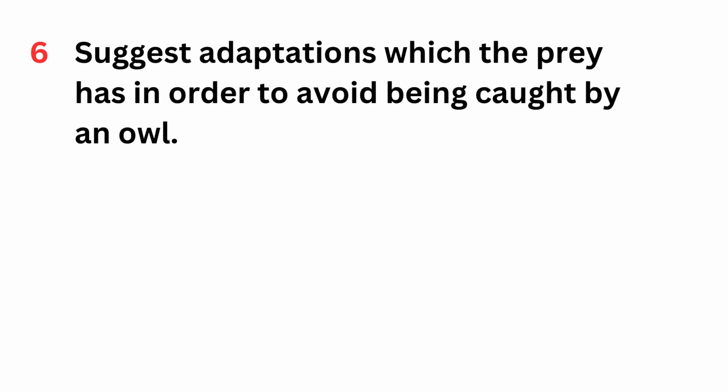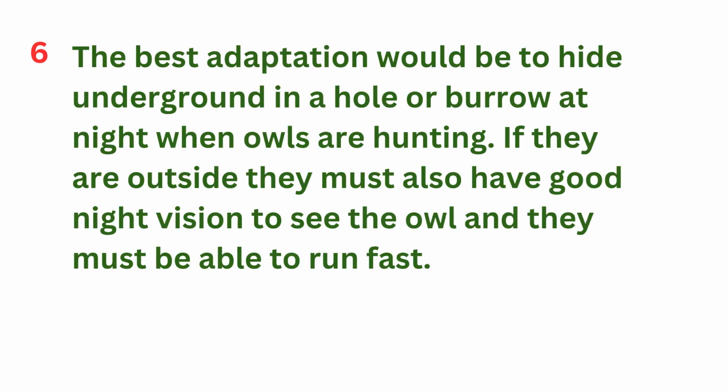Question 6. Suggest adaptations which the prey has in order to avoid being caught by an owl. The best adaptation would be to hide underground in a hole or burrow at night when owls are hunting. If they are outside, they must also have good night vision to see the owl, and they must be able to run fast.